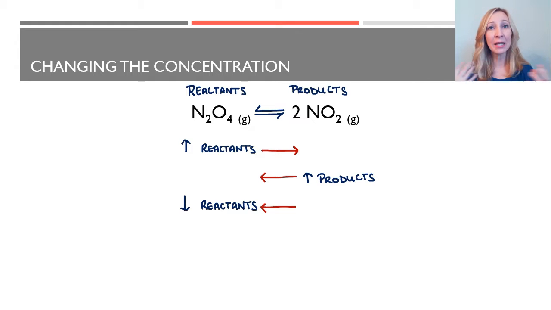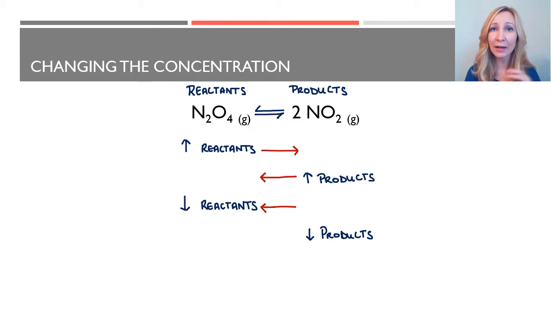And the same thing goes for if you remove some product. So say we're at the swimming pool, equilibrium is established, there's the back and forth happening, but a whole bunch of people that were in the pool decide to go home. Well, what happens if you remove a whole bunch of product from the system?